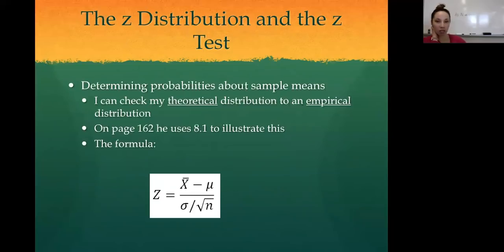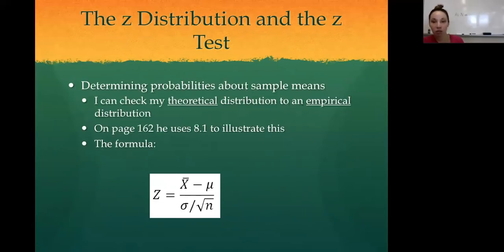So this is probably the last important point of the chapter. This is how we find our z-scores when we're using sampling distributions. It's very similar to the z formula that we were using earlier. However, at the bottom, instead of using standard deviation, we're now using standard error. And the reason is because we are now using sampling distributions.